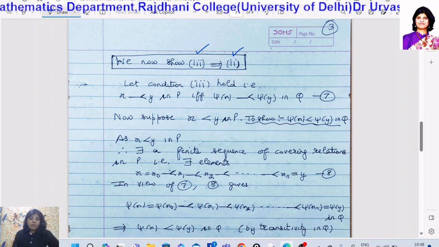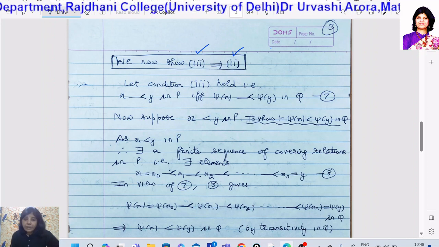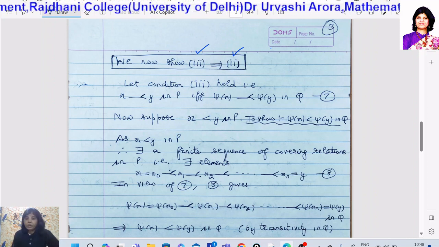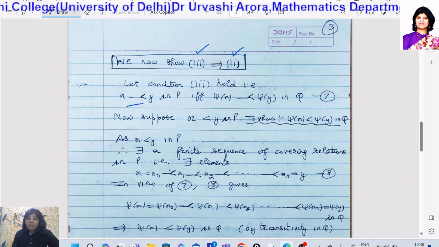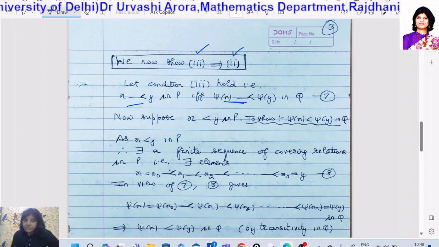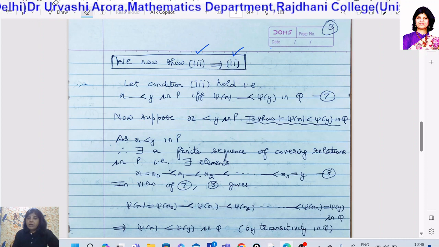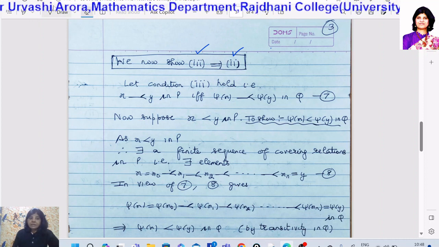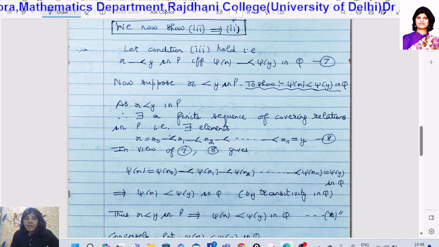Condition 3 is about covering relations, which means if x is covered by y in P, then this implies and is implied by psi x is covered by psi y in Q. The images are also behaving in the same way, which means if elements behave like this, the images behave as covers, and if the images behave as covers, then the corresponding elements also behave as covers. This particular condition 3 I'm marking as 7, and now you have to show that condition 2 holds.